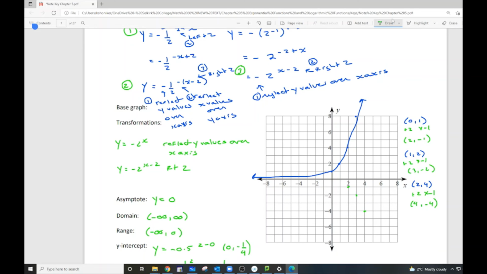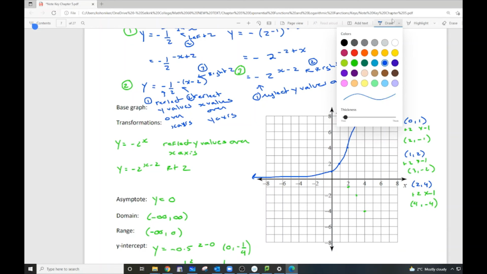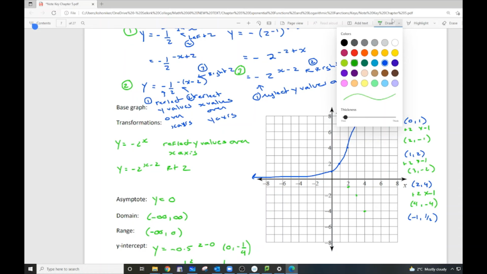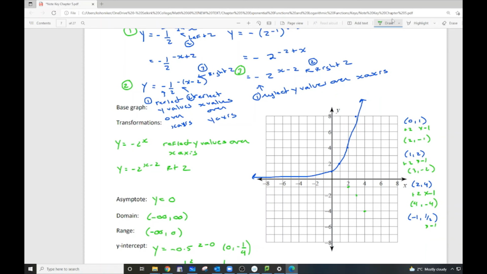Now let's take a point like maybe negative 1.5. So the last point that I'm going to transform, just to get that shape, is going to be at negative 1.5. Again, I'm going to reflect it, so I'm going to times the y value by negative 1, and I'm going to move it right 2. So I'd have a point (1, -0.5). So at 1, I have negative 0.5.